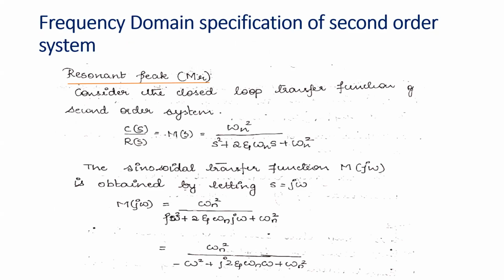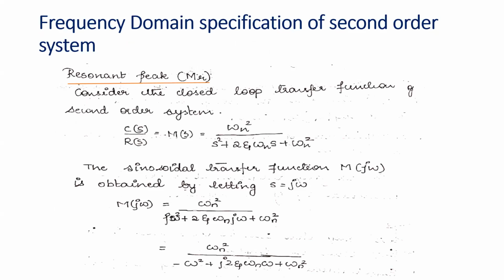Next, coming to the frequency domain specification of a second order system. We already know what a second order system is. Second order means when you have S square in the denominator. Now we have the derivations regarding all those specifications that we just went through.